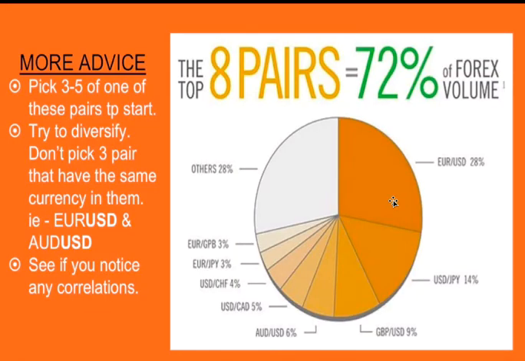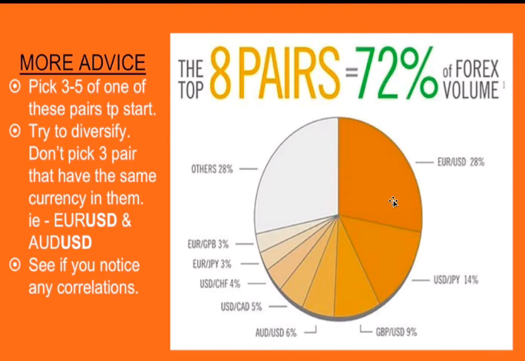All right, here's some more advice. The 8 most commonly traded currency pairs. There are about 8 of them. You can pick 3 out of these 8, or you can even pick 5 out of these 8. As a matter of fact, when we train you at the Academy, we teach you to trade as many of them as possible, up to 8, up to 10 of them, so you get more acquainted with them. Try to diversify.